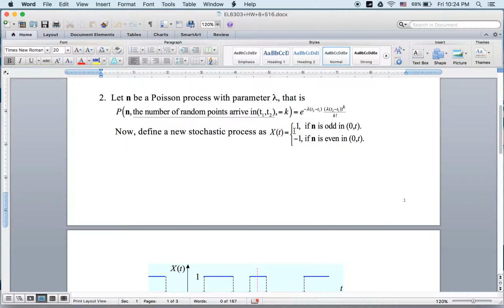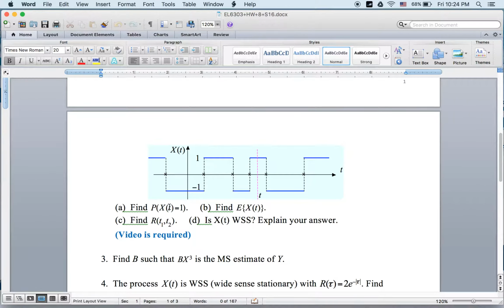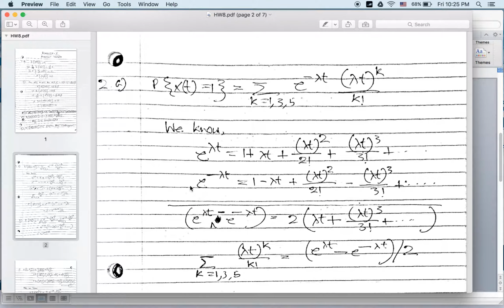X(t) is a stochastic process defined as equal to 1 if N is odd in (0, t), and minus 1 if N is even in (0, t). We need to find the probability of X(t) equals 1. Also we need to find the expectation of X(t) and the autocorrelation R(t1, t2), and determine whether X(t) is a wide sense stationary process or not. So let's look at the solution.